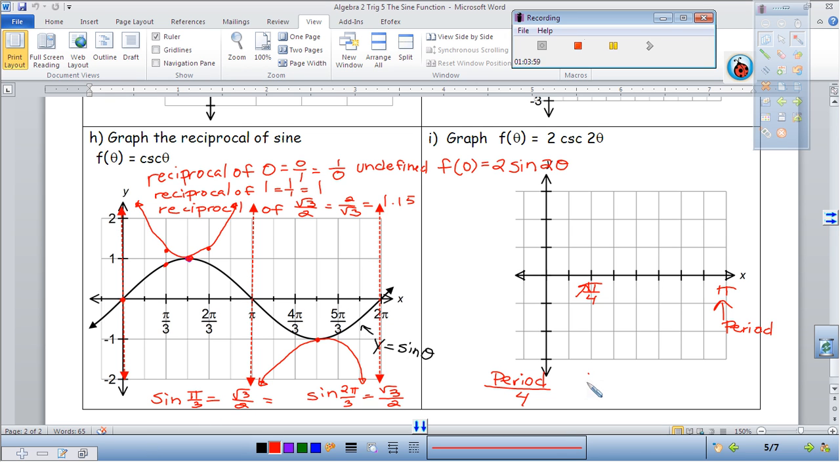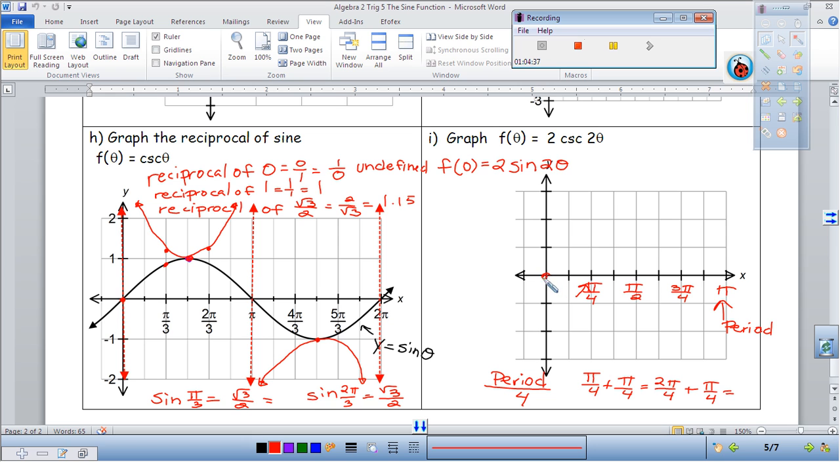Now we're just going to count. Pi over 4 plus another pi over 4 equals 2 pi over 4, which is pi over 2. Now we're going to add another pi over 4 to get to the next one. Very good. It's 3 pi over 4. There we go. That's how it should be graphed.